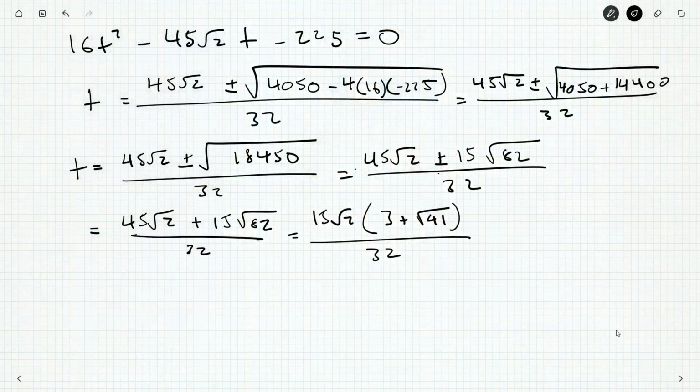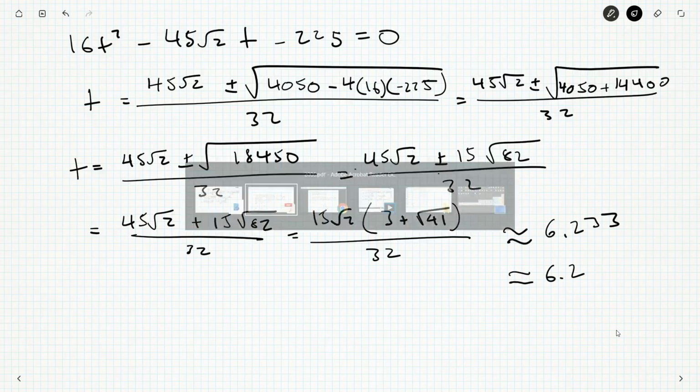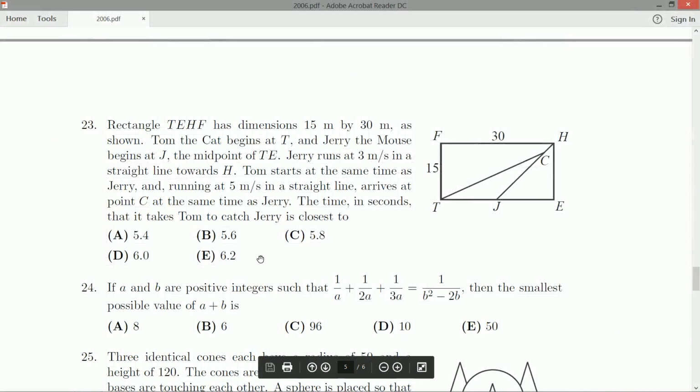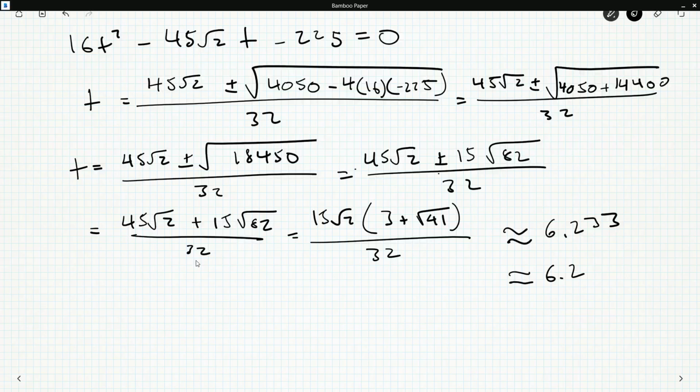Alright, so we'll just quickly calculate it. 3 plus square root of 41 multiplied by 15 multiplied by the square root of 2 divided by 32, and I get approximately 6.233. I think we had everything to one decimal place, so I'm going to say 6.2. Is that one of the answers? Oh, it is. Okay, well, that's at least good. So E, I think, is the answer.